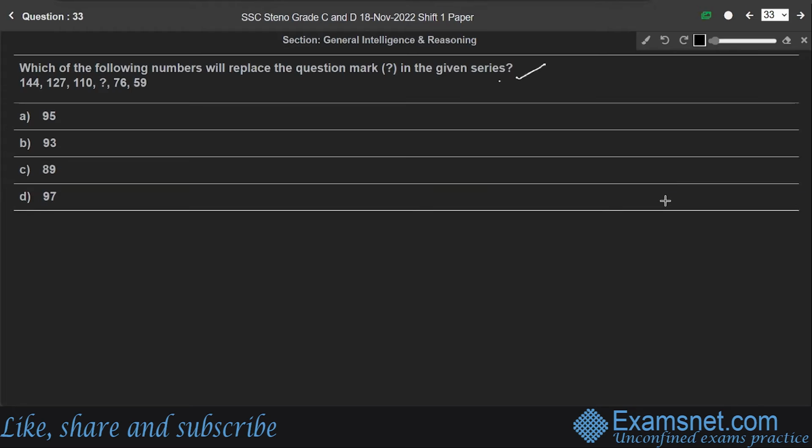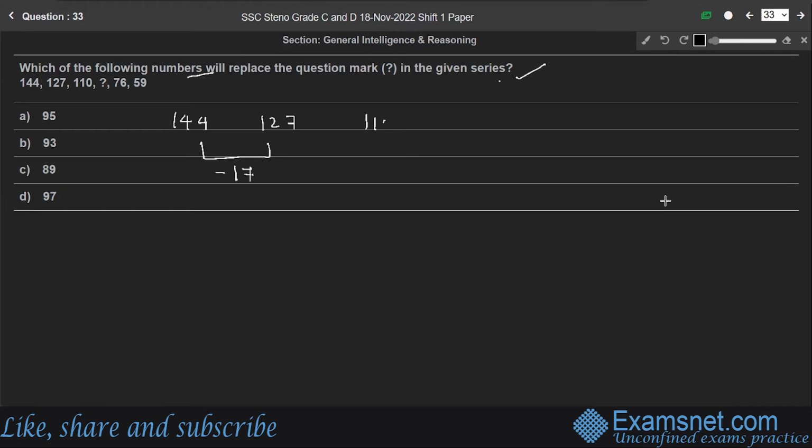Question number 33. Which of the following numbers will replace the question mark in the given series? Here the first number is 144. Second number is 127. So the second number is less than the first one. Therefore, we can write 144 minus 17 is equal to 127.